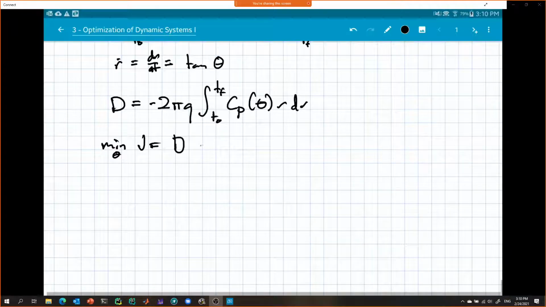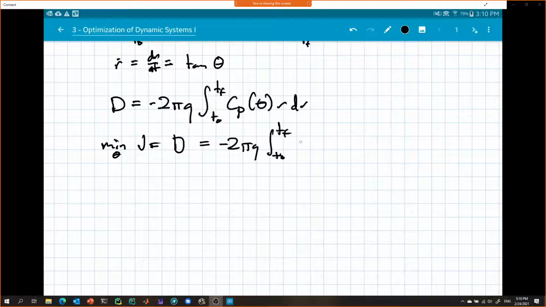I should have written this out. We have this whole equation, right? Oh, and that's because I forgot to write something. Cp is equal to 2, assuming that it's all going into the flow, which it is, if theta is greater than or equal to 0.